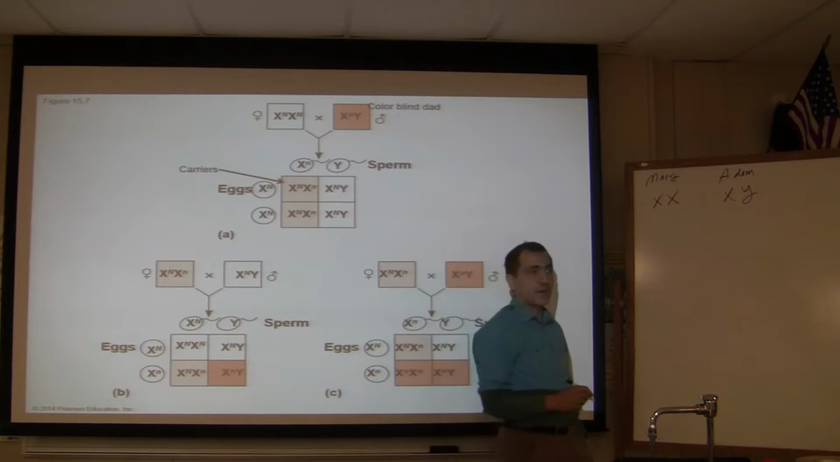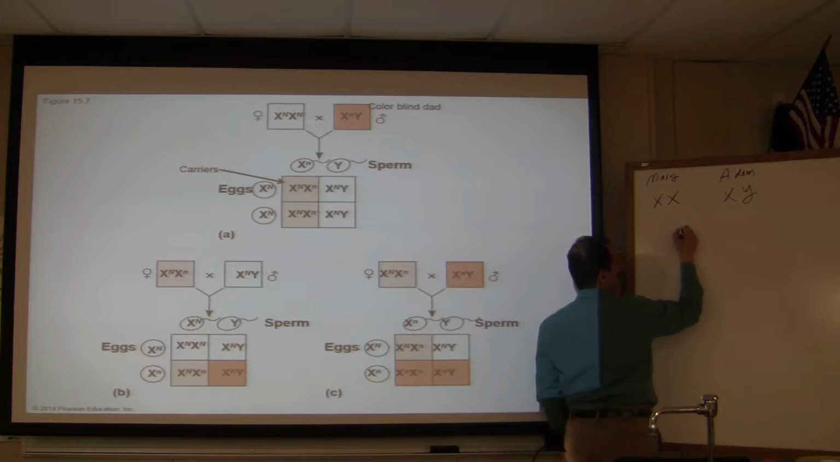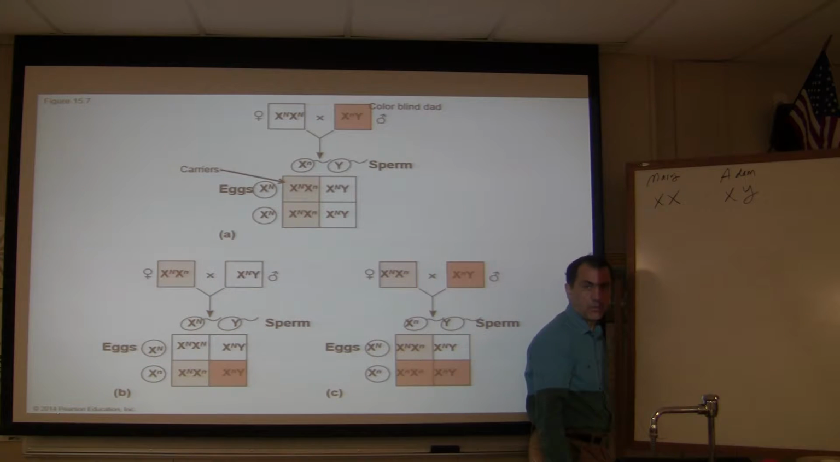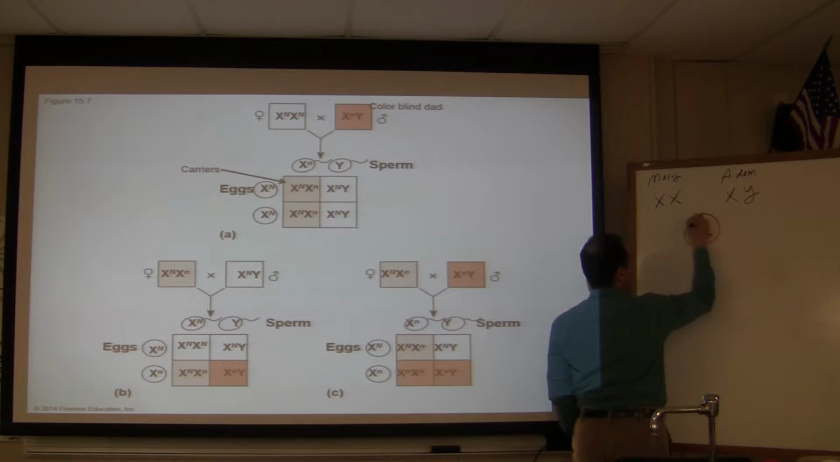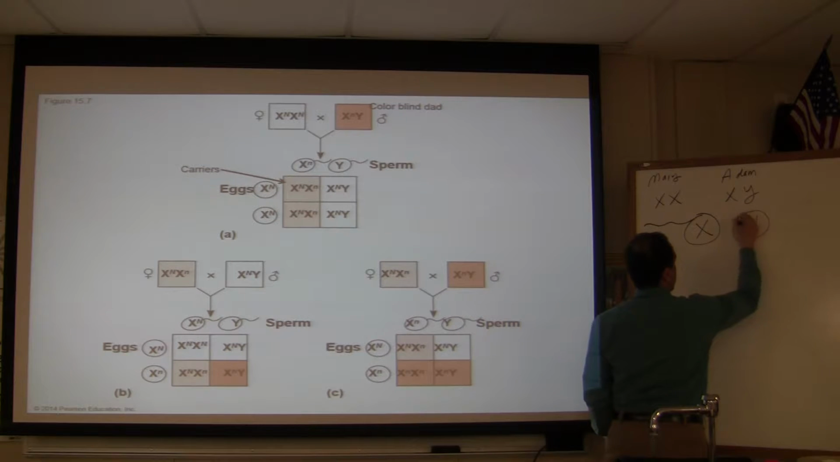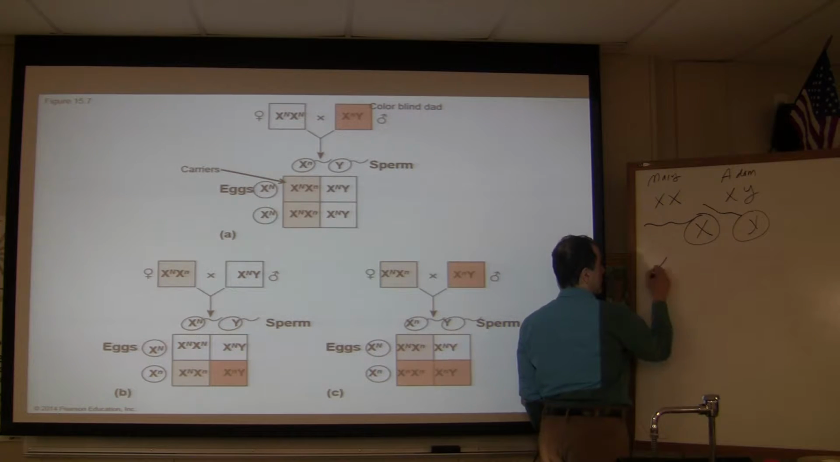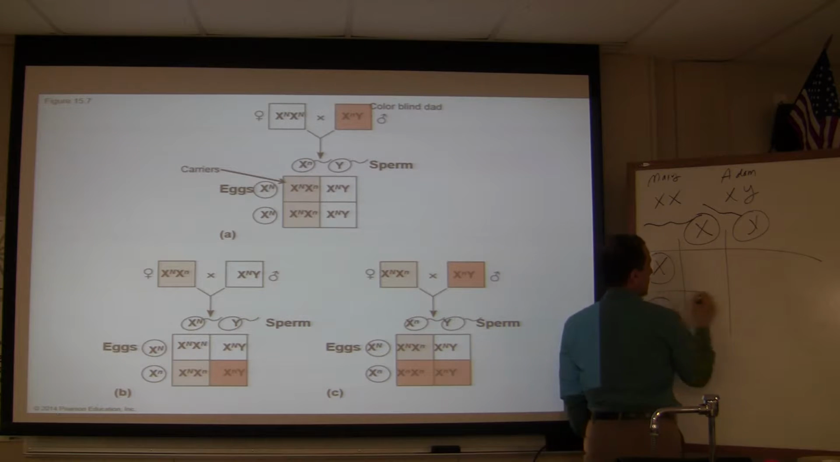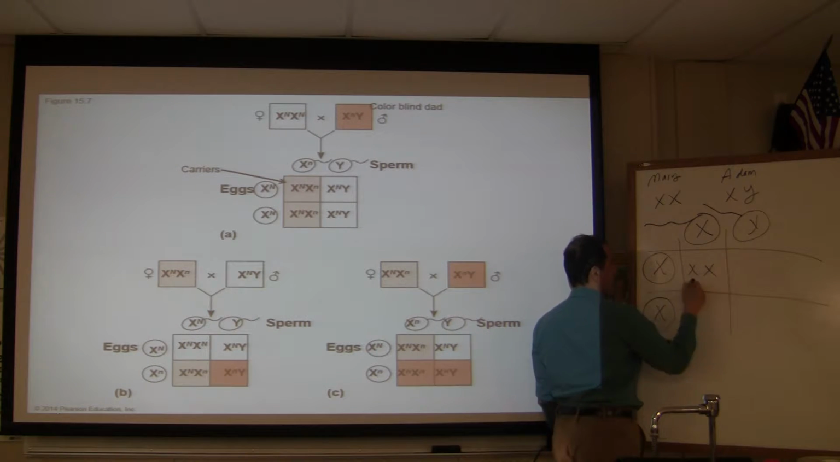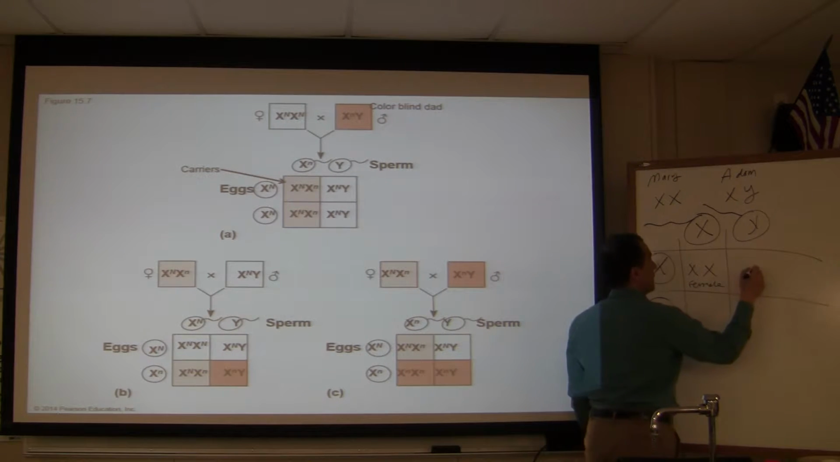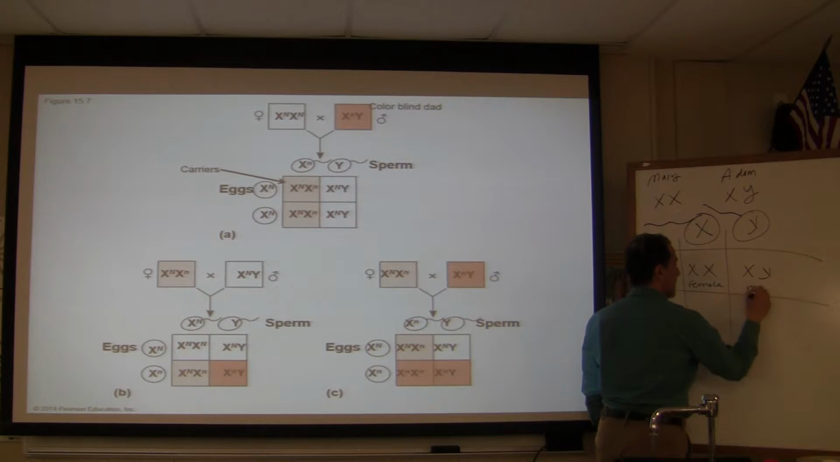What are the possibilities of the sperm from Adam? Anybody home? X is one possibility of sperm. The other possibility of the sperm is Y. What is the possibility of the egg from Mary? What is the other possibility? X. So they get married and they have kids. What is that one? It's a female, a girl. What is that one? It's a male, a boy.